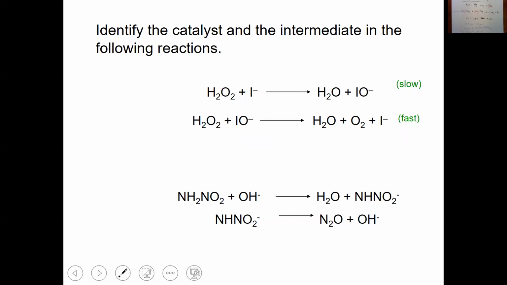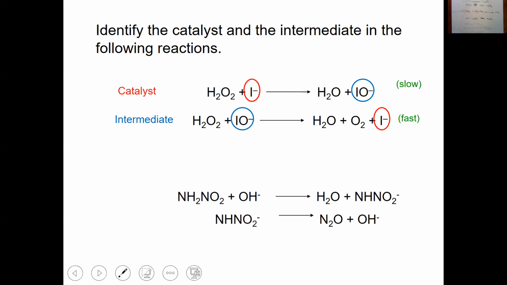In this reaction up top, we have a catalyst. Who is the catalyst? A catalyst has to be there in the beginning and not consumed, so it's there in the end as well. Is it IO minus? No, IO minus is an intermediate. Intermediate, created early, consumed later. Catalyst, there in the beginning and there again in the end. I minus is the catalyst.